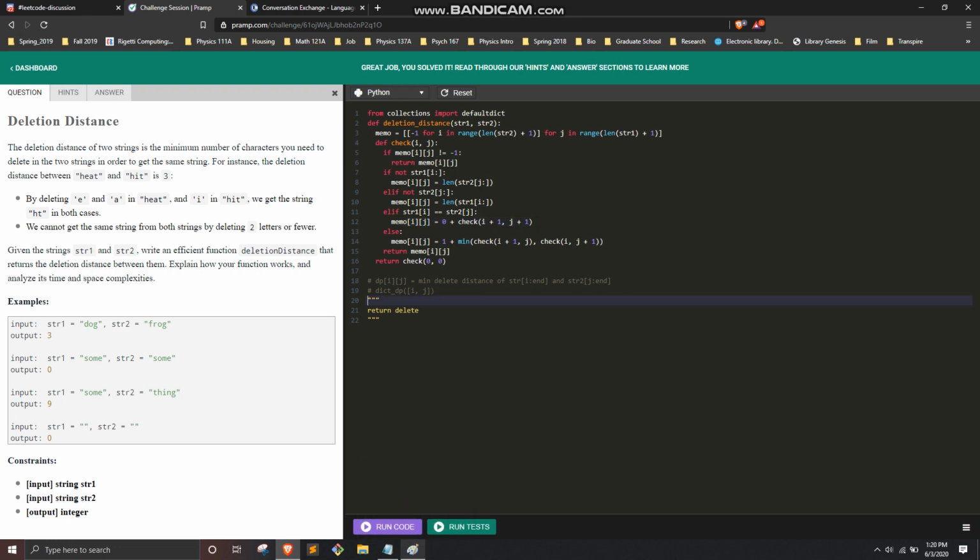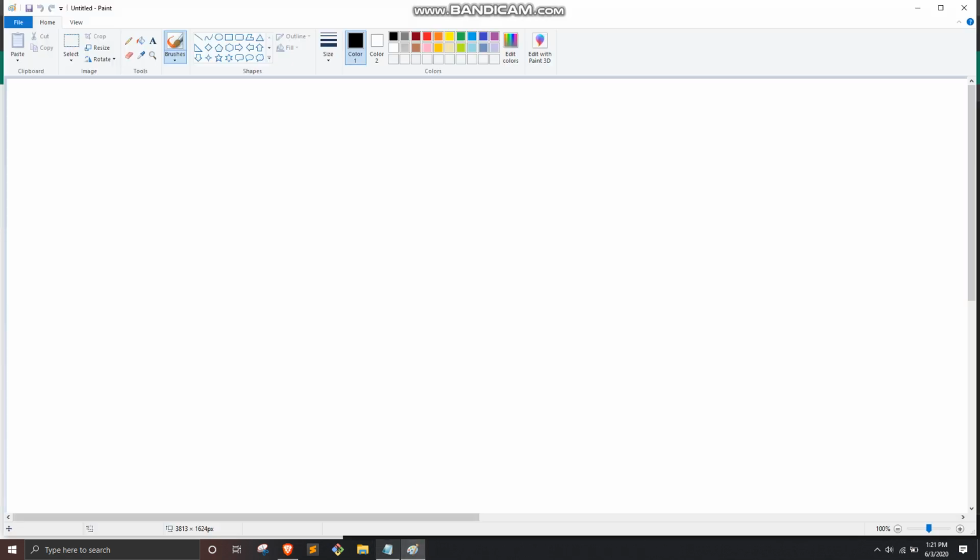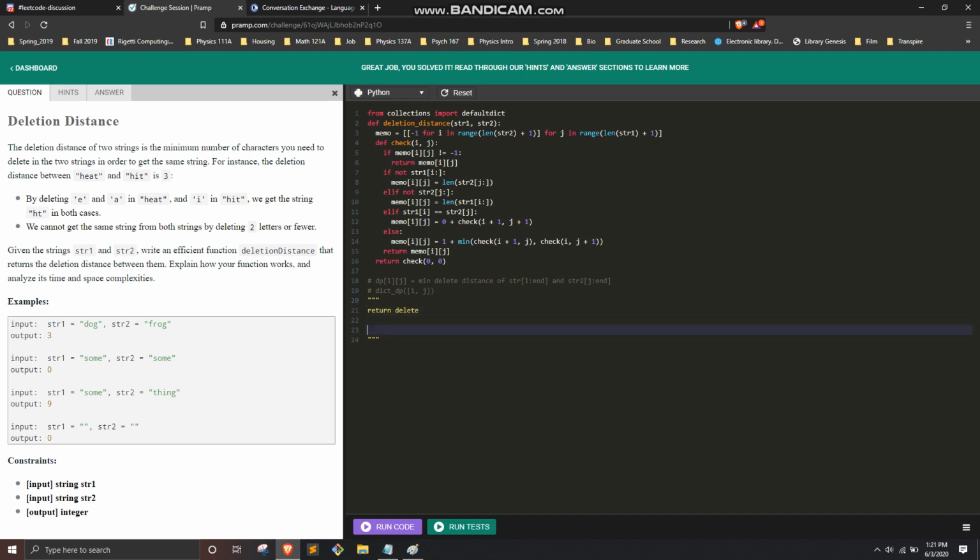So I'm going to take the example here, dog and frog. Is it easier to do it here, or is it easier to do it here? Let's see, I can do it here. I can do 0, 1, 2, and then 3. So basically we're going to have 4 rows, one for each. So the idea is this.